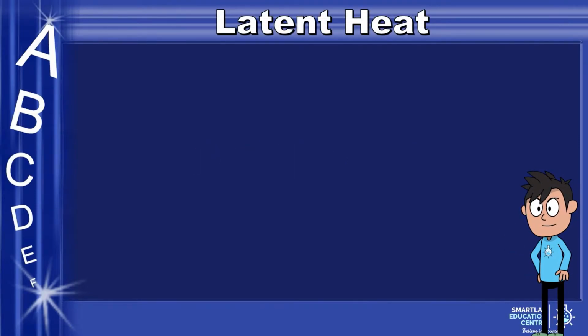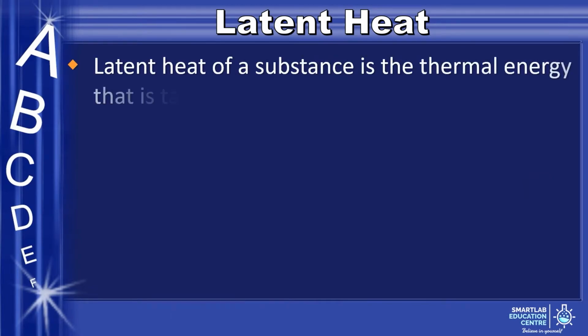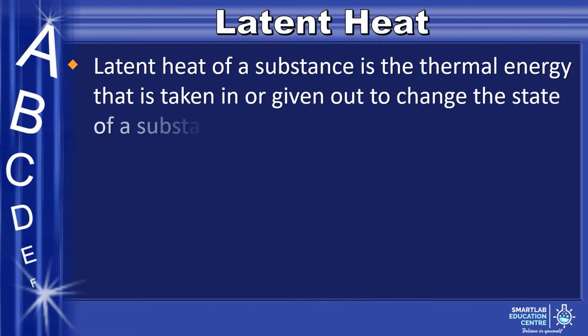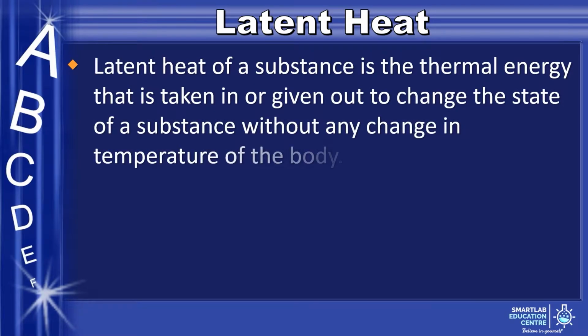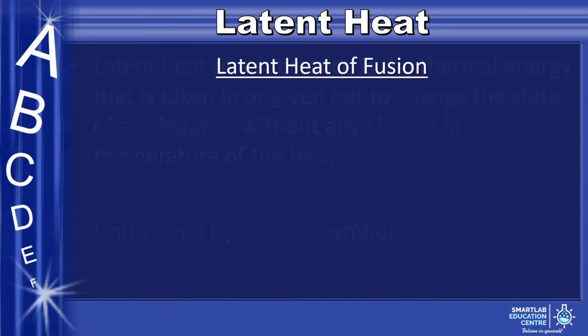Now let us introduce latent heat. Latent heat of a substance is the thermal energy that is taken in or given out to change the state of a substance without any change in temperature of the body. It has a SI unit of the joule and the symbol of capital L. There are two types of latent heat.